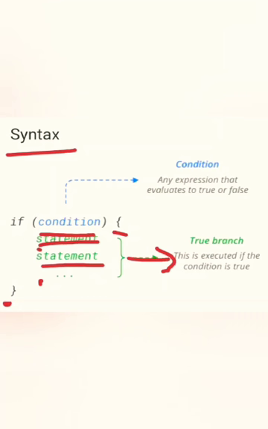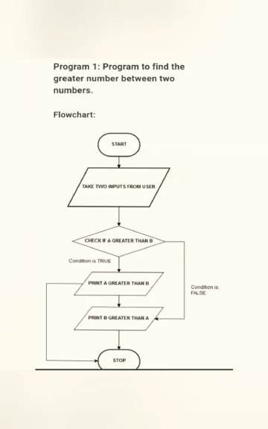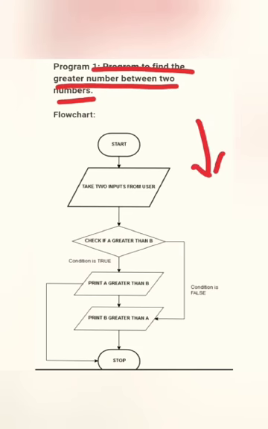The condition is any expression that evaluates to true or false. Now we will see it with an example. This is a program to find the greatest number between two numbers. First we will learn with a flow chart and then we will learn with a program.